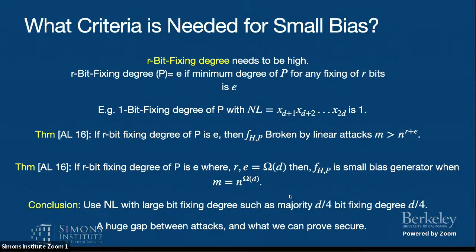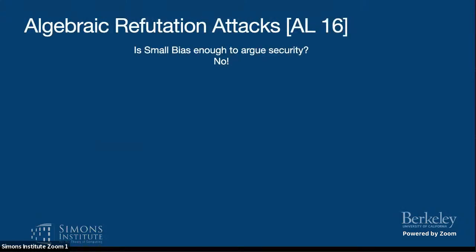However, I want to stress that in this proof, there's a huge gap. I'm hiding very big constants here in this sigma. So there's a big regime in which we neither know attacks, nor can we prove security, at least as of now. This is also a theme which will come out later on in other kinds of PRGs. Now the question remains: are small bias attacks the only kind of attacks that I need to worry about when it comes to algebra? The answer to that is no. There is at least one, the polynomial calculus one.